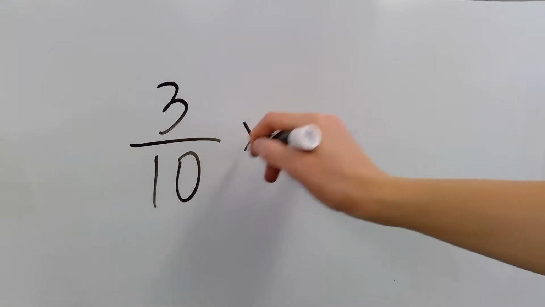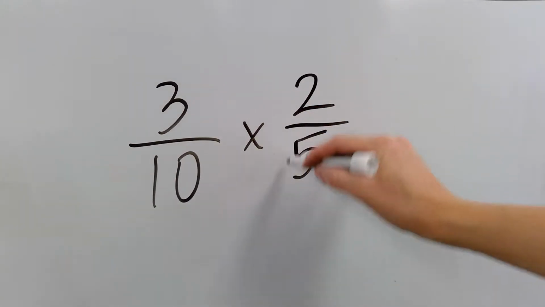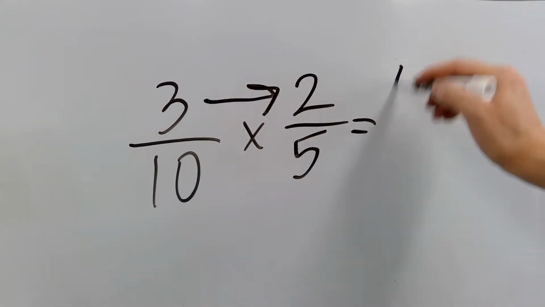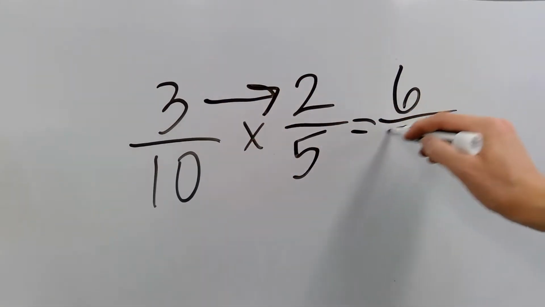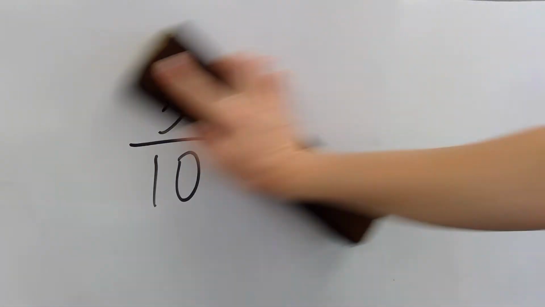3/10 multiplied by 2/5. Pause it and solve it. 3 times 2 is 6. 10 times 5 is 50. Now that's pretty easy, but when we start adding in a mixed number, it gets a little bit trickier.